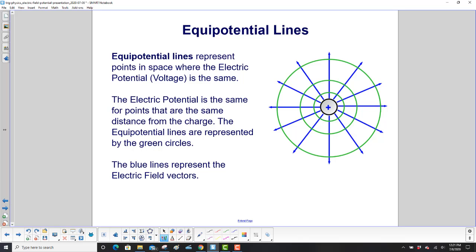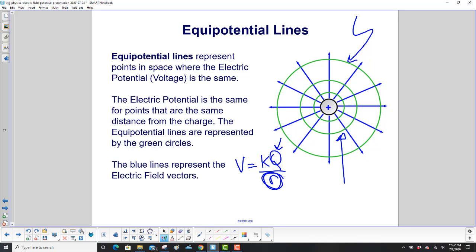Equipotential lines. They represent points in space where the electric potential, voltage, is the same, right? Equal potential. The electric potential is the same for points that are the same distance from the charge, right? What did we say voltage was here? K Q over R. So if you have the same R for a given charge, and K of course is the constant, the voltage will be the same. So we represent them by green circles over here. And the farther you go away, the smaller the potential is.